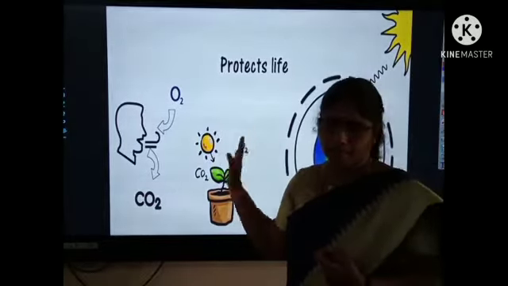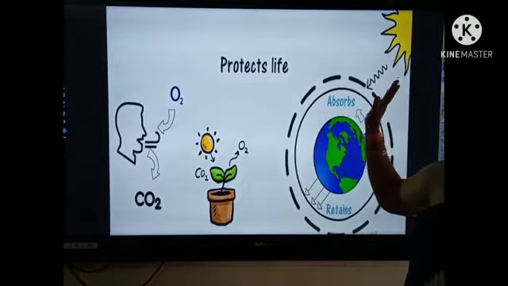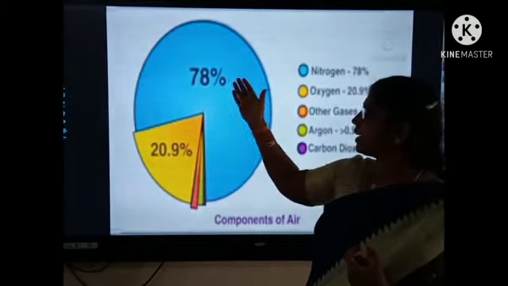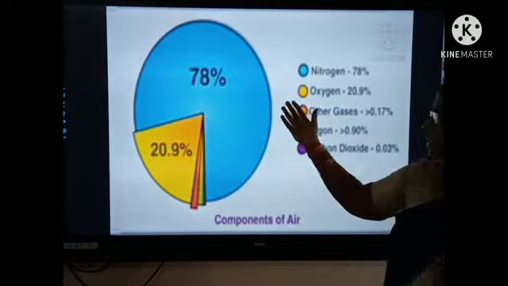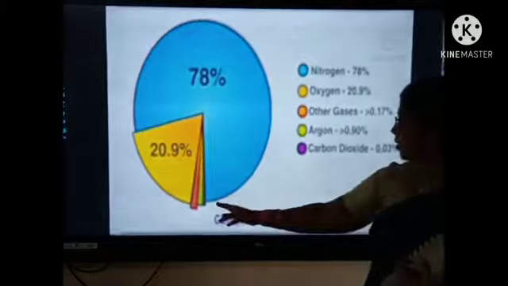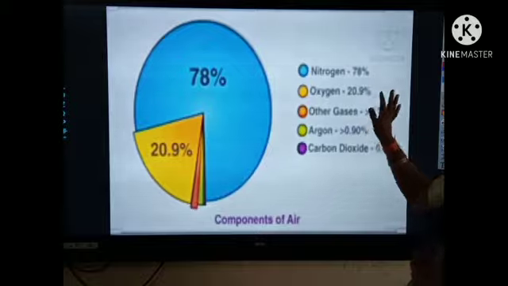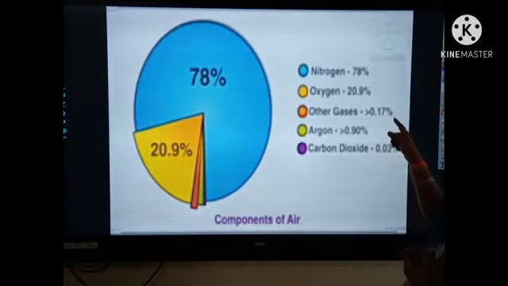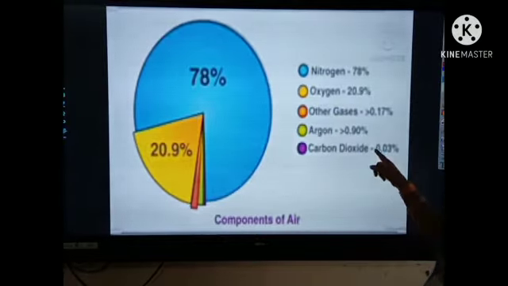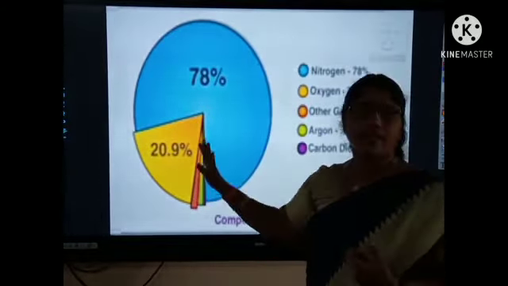Next we will see the composition of air. 78% nitrogen is there. Then 21% is oxygen, about 20.9%. Other gases, argon and carbon dioxide, are only about 0.03%. This is the composition of air.